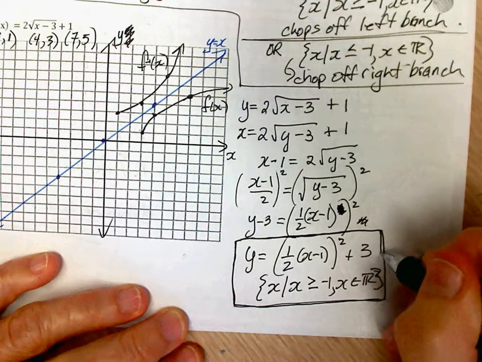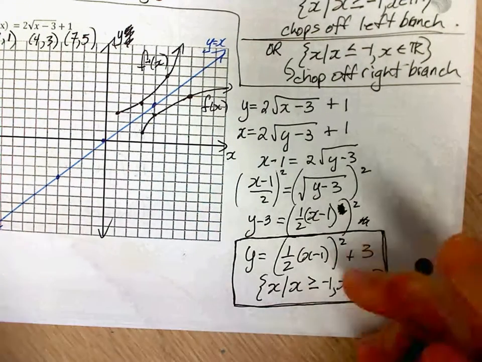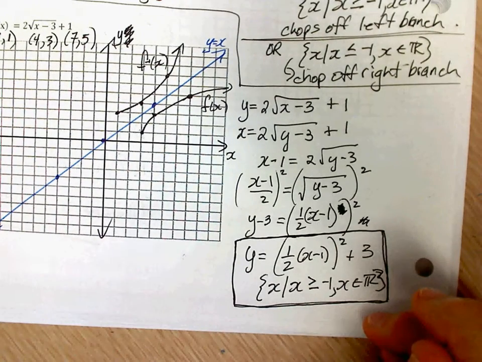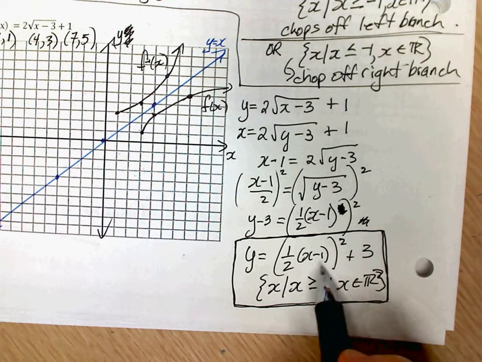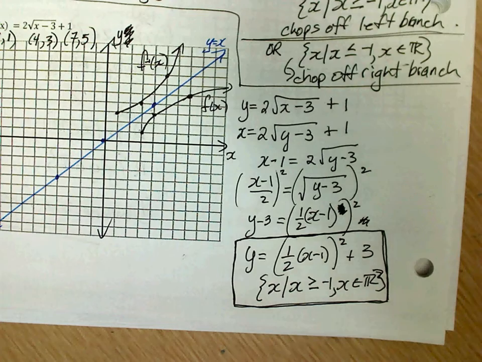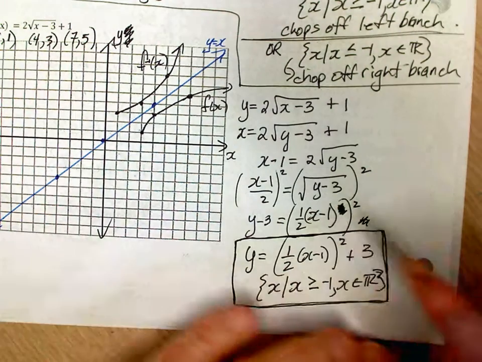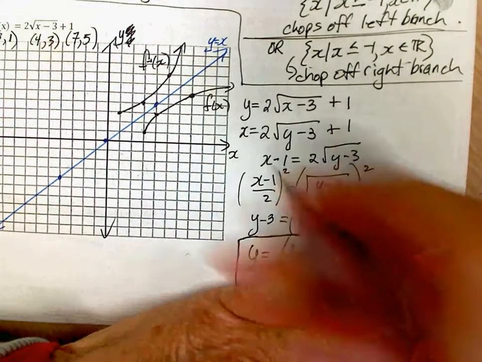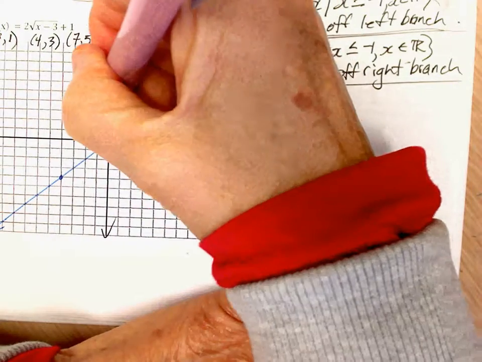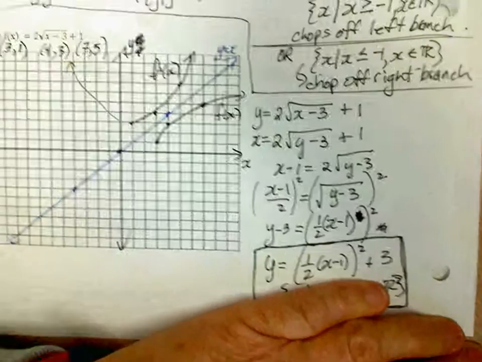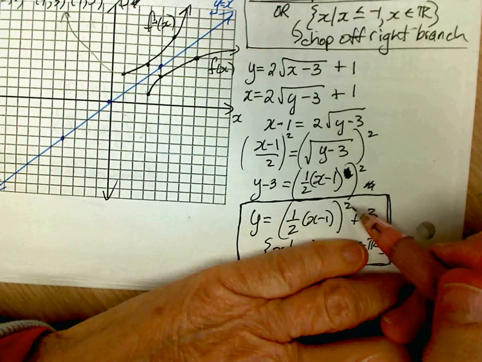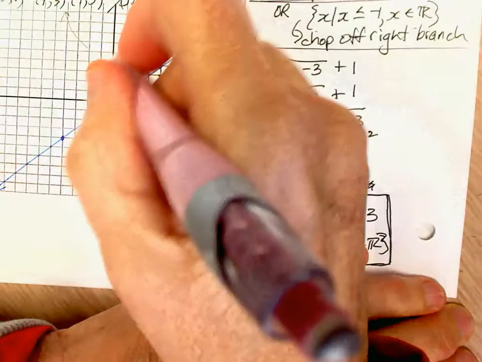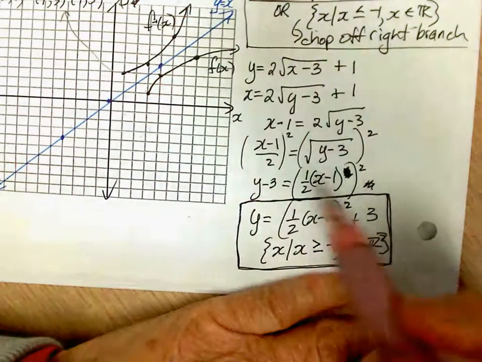Yes. Why did you do that with the domain? Why did I do that? If I don't restrict the domain, this without restricting the domain means my inverse is this, right? Because this is a parabola. So I have to make sure this is not included, and I do that by restricting the domain.